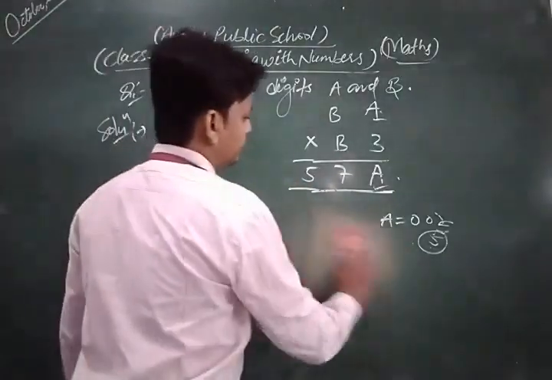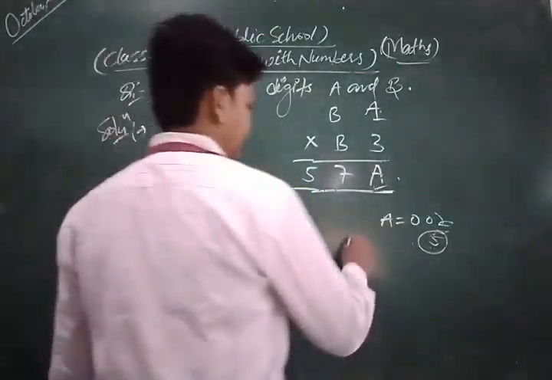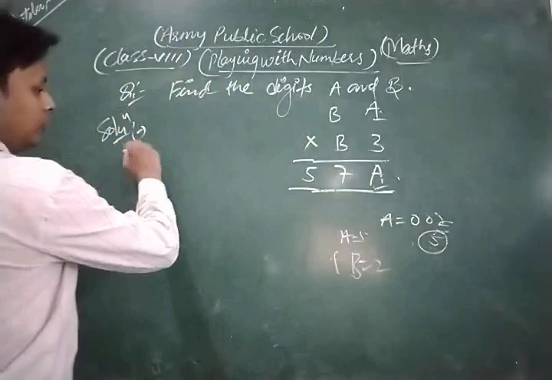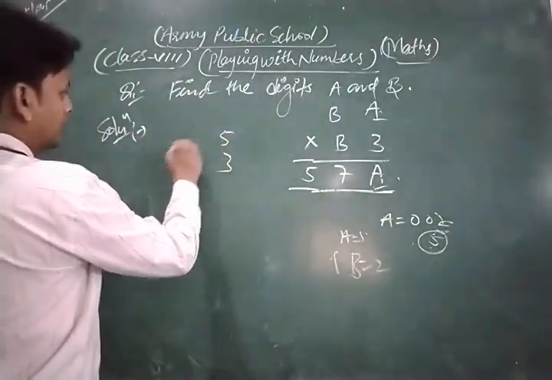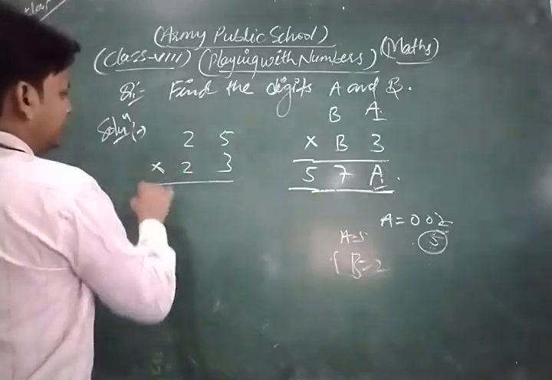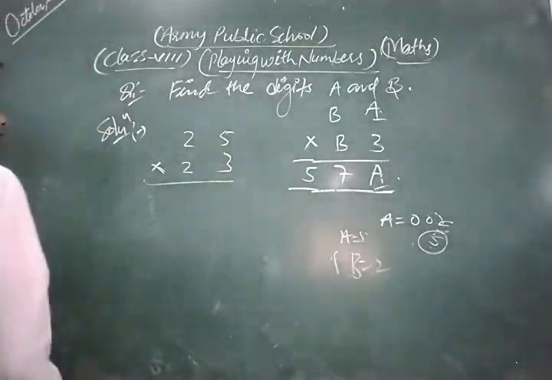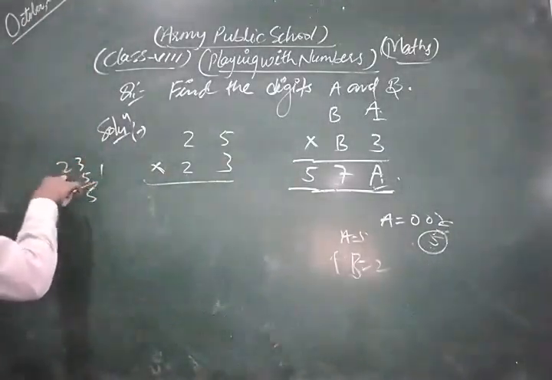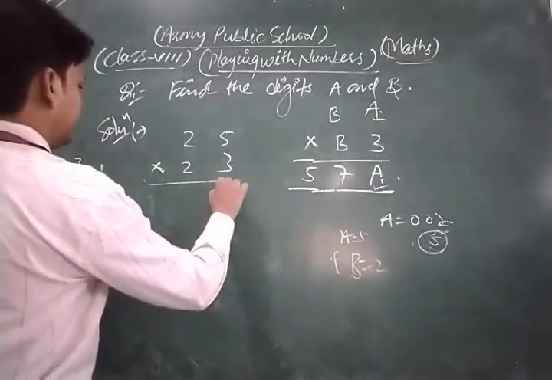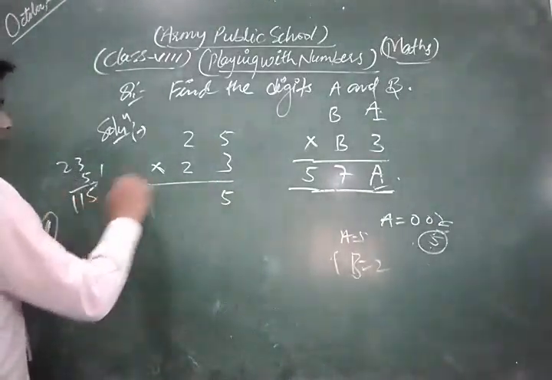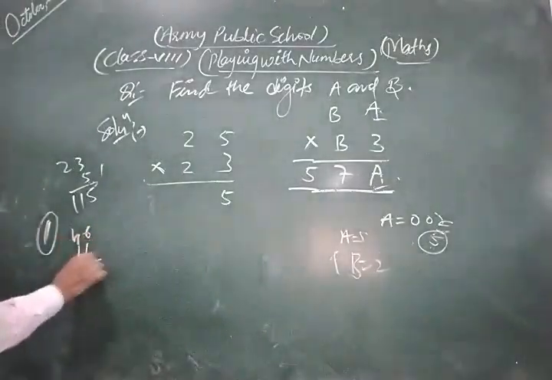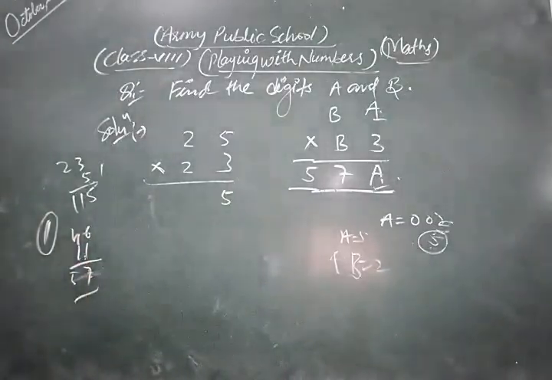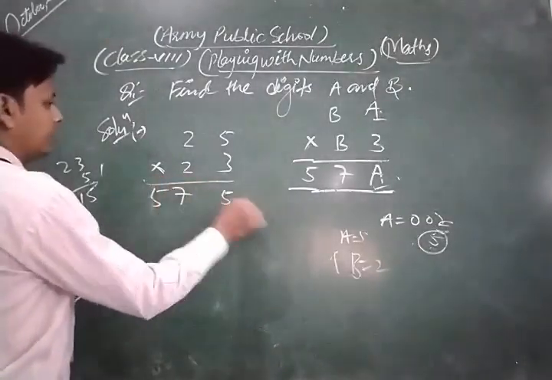So now if we put A is equal to 5 and B is equal to 2, then we get 5 3 2 2. If we multiply them, then 2 times 5 is 10, write 0, carry 1. Now 2 times 2 is 4, plus 1 is 5, so this is 5 and this is 57.